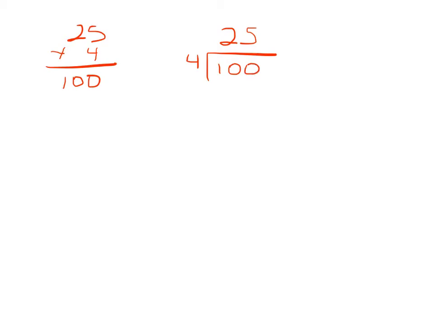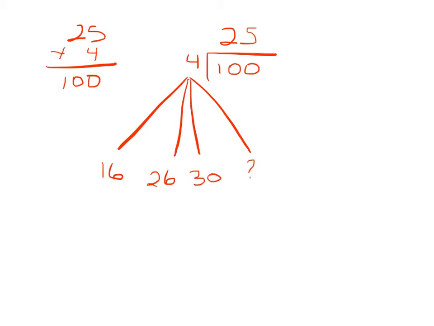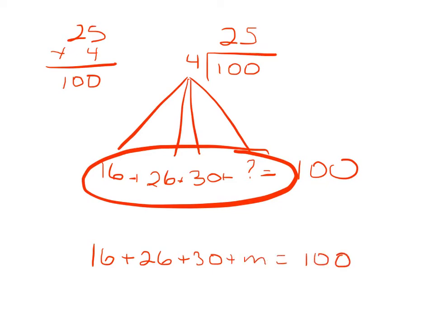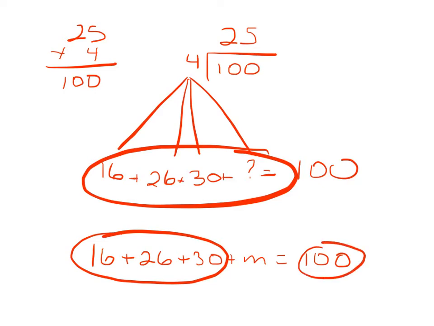Now, they're telling us that 3 of the numbers, so there's 4 numbers here, one of the numbers was 16, one of the numbers was 26, and one of the numbers is 30. And then we have the mystery number down here. Well, we know all 4 of these added together have to equal 100. So we've seen that before. 16 plus 26 plus 30 plus, say, m equals 100. And we know how to solve that. We need to first find out what these 3 numbers add together and then subtract it from 100, and it will tell us what m is.